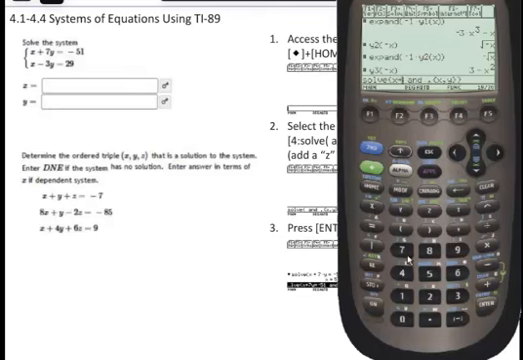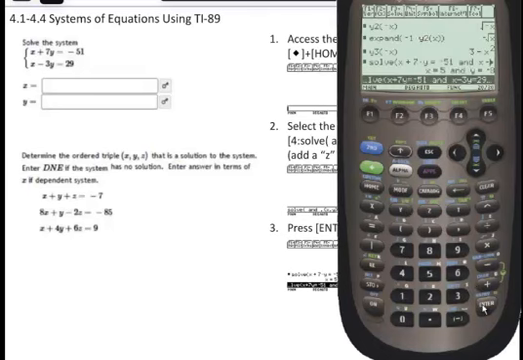So x plus 7y equals negative 51. Scroll over and type in x minus 3y equals 29. Once you do that, the template's already set up to give you your answer. So 5, negative 8 would be your two coordinates.